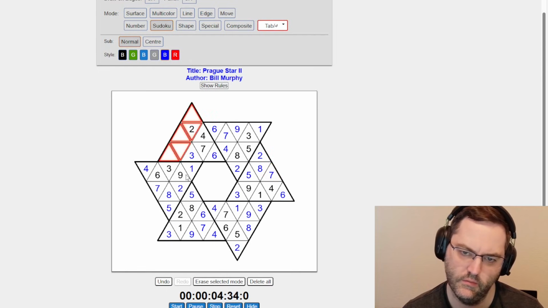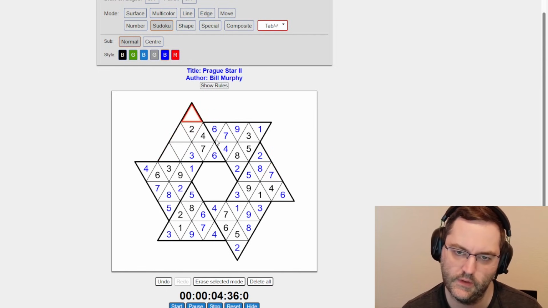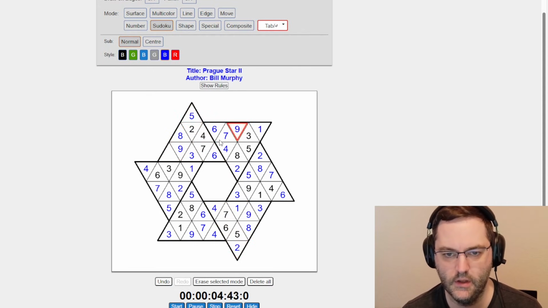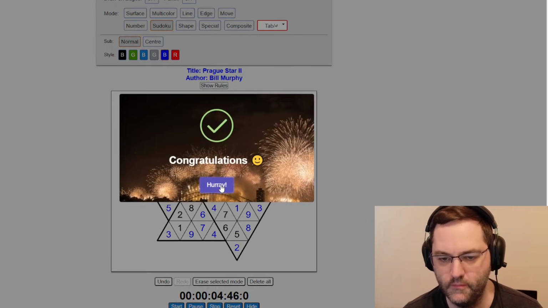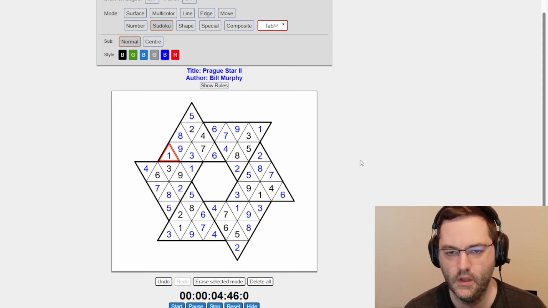And to finish off, we're looking at these cells. This has to be the 5 here. These are 8 and 9, and we know the order from that 9, and the 8, and finally this is a 1, and that completes the puzzle.